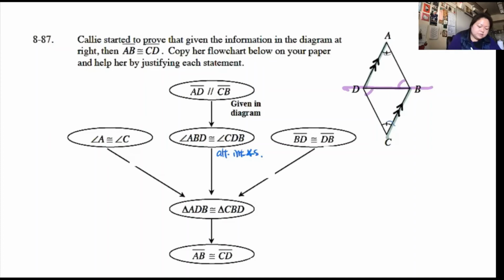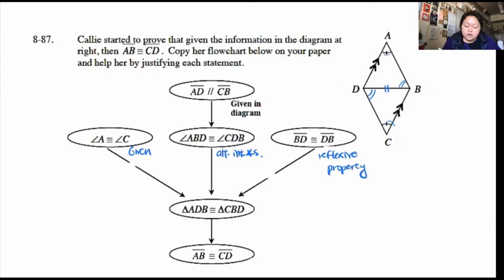Well, it's already marked there, so it's given in the diagram. And then we know that, okay, sorry, I want to mark everything I do know. I know these two angles are congruent, and I know that BD is congruent to BD because of the reflexive property, because you're looking at yourself in the mirror.